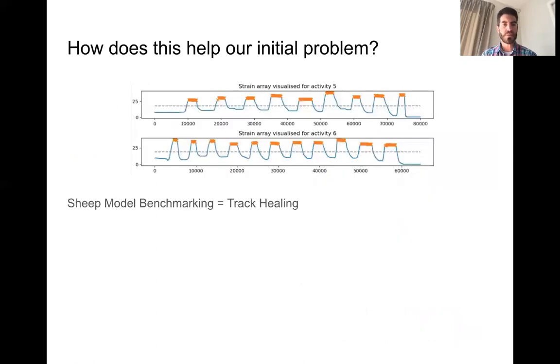How does this help our initial problem? We know that if we can detect a sheep walking for a period of time this week and a sheep walking for a period of time next week, we could average out a benchmark, like the maximum peak values or the average peak value, and compare it from one week to the next. And if it goes down over time, we know that it's healing.